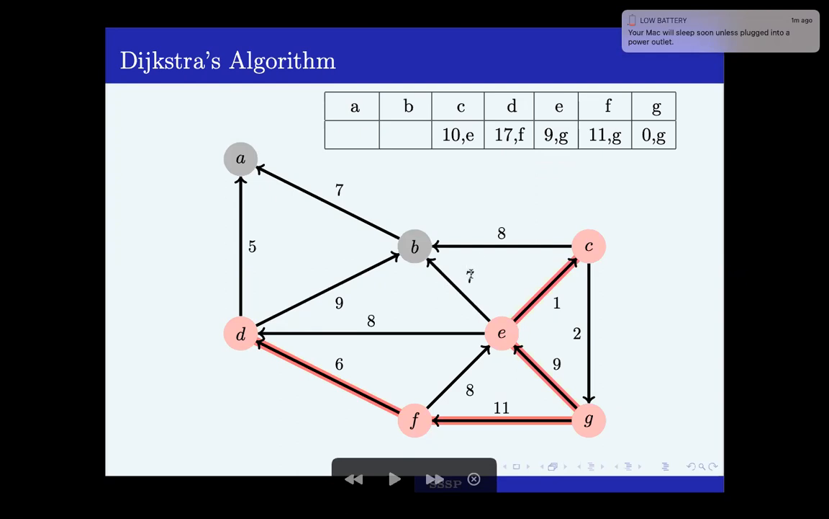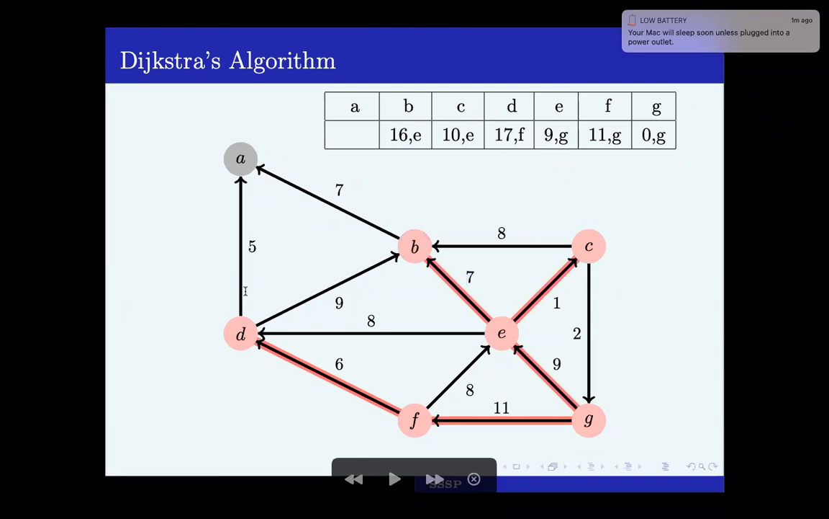So this should not have been 7. This should have been 9 or something. Okay, this one should have been 9. If this was 9, then this would have been 18, and then that would have been fine. Just one second. Yeah, so sorry.